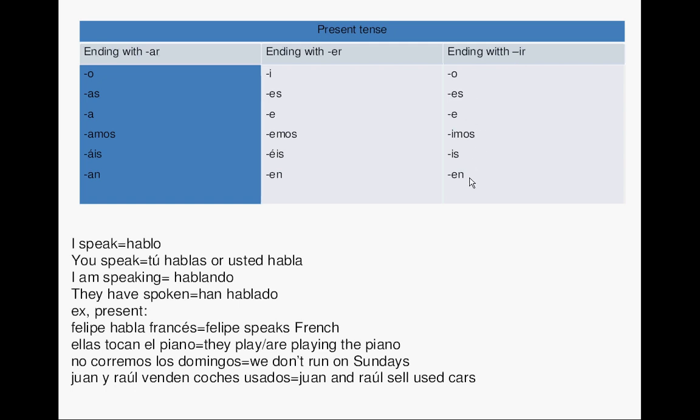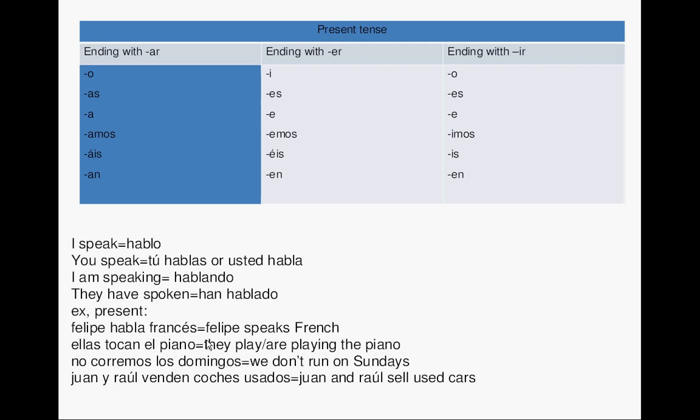Example: I speak. Because speak is hablar, which ends with AR, and I is the first pronoun, AR changes to O. So we can say hablo or yo hablo, but in Spanish yo is hidden, and when you say hablo, it means I speak. You speak is tú hablas or usted habla. You can say hablas, but when you want to be formal, you are going to say usted habla. Another example in the present: Philip habla francés means Philip speaks French.